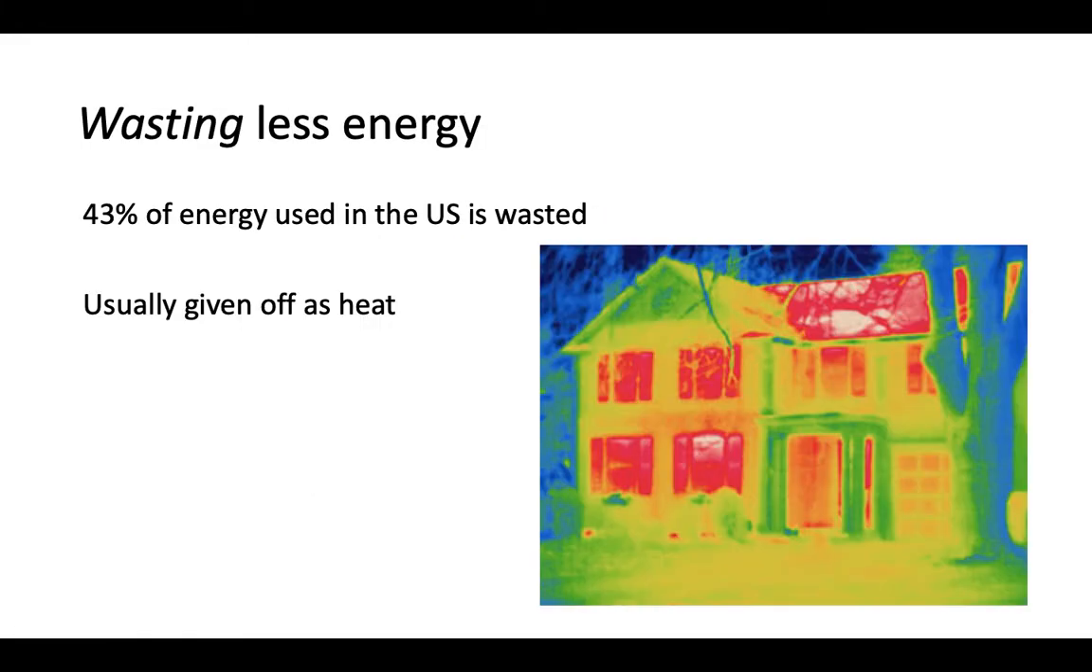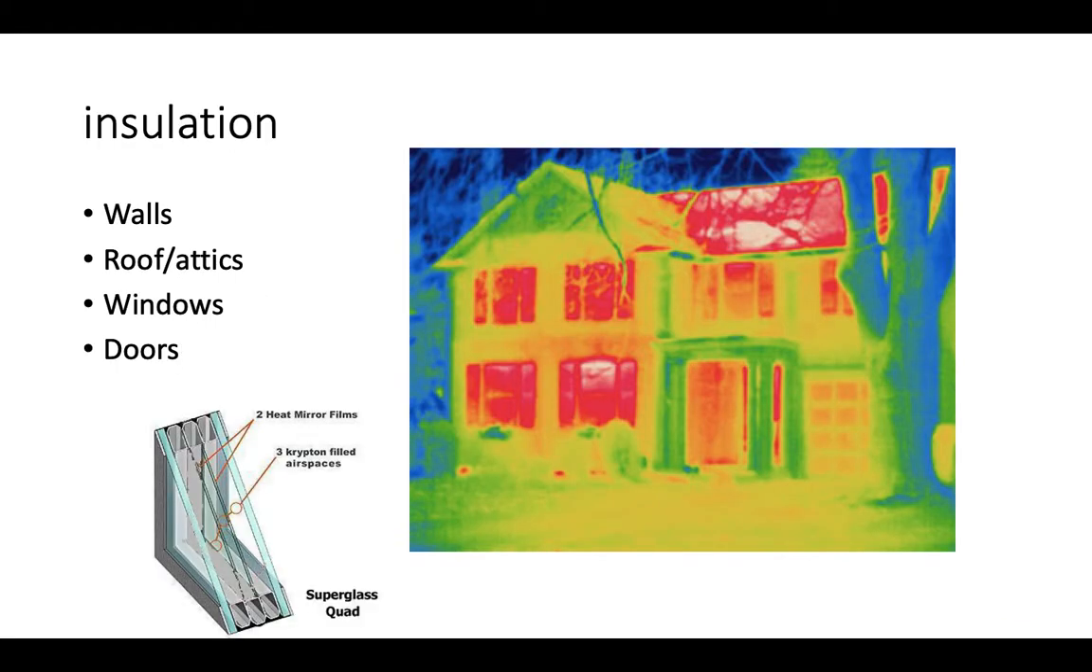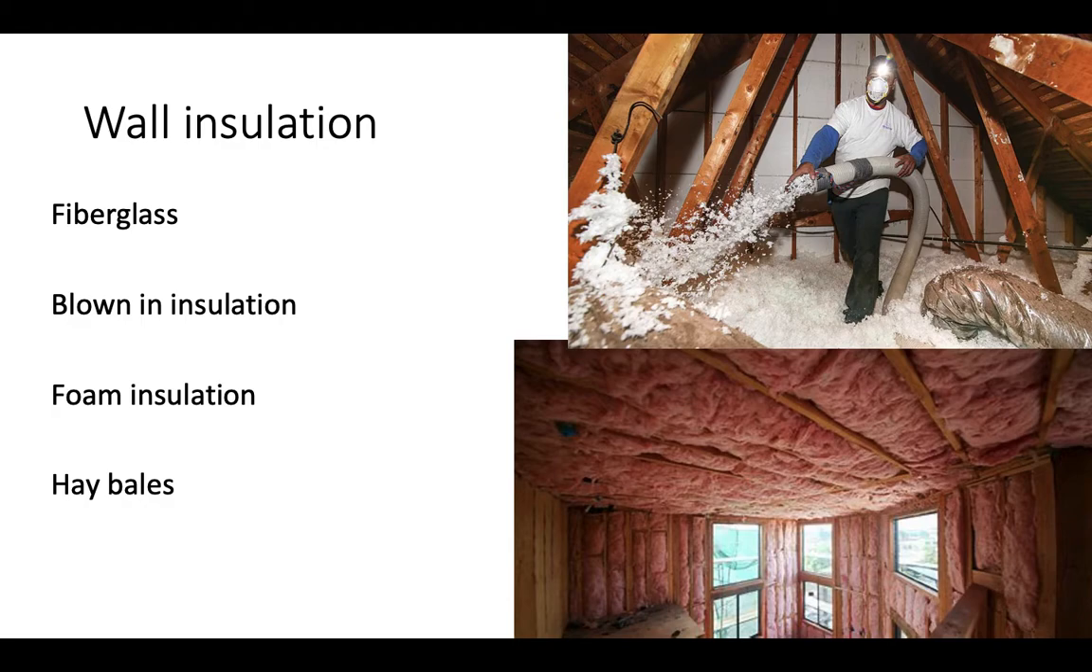A lot of the energy in the ES is wasted. It's usually given off as heat. So one of the ways we can prevent that is with insulation, putting that in your walls, the roof, the windows, and the doors. Insulation in the walls, you may have seen this pink stuff before. It's made of fiberglass. You could also blow in insulation. You can make foam. You can even do it with hay bales. That's just to help trap the temperature. Keep the warm air in the winter or the cool air in the summer. So that way you have to spend less money to heat or cool your home.